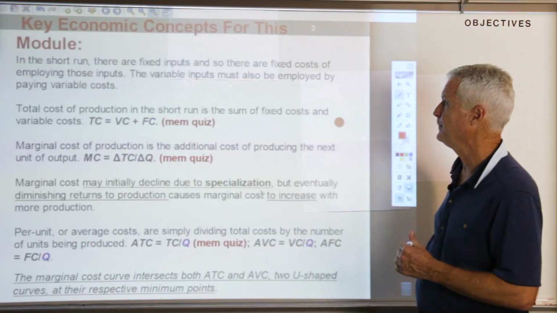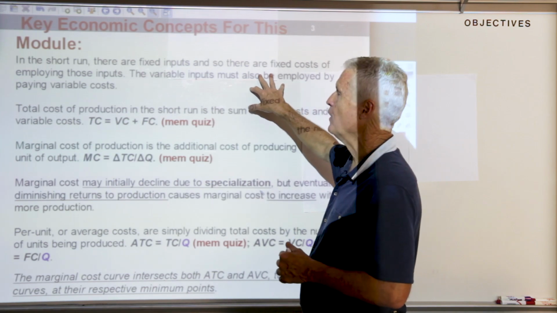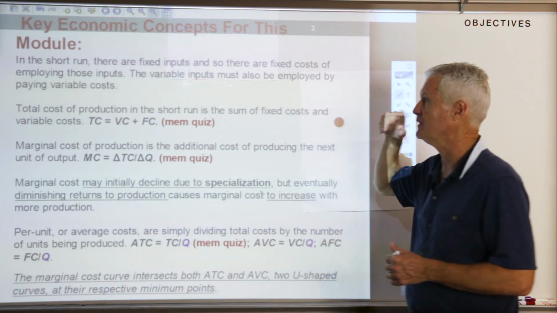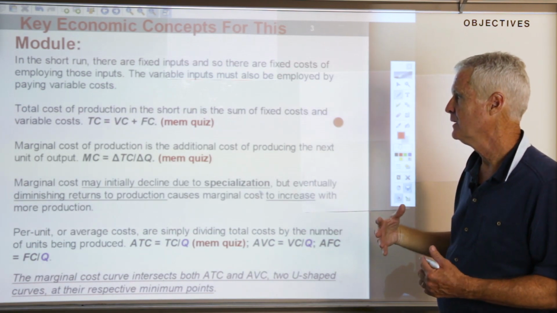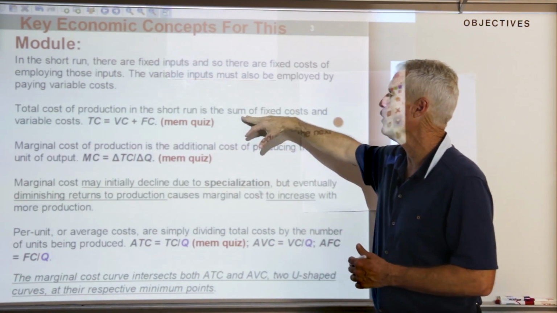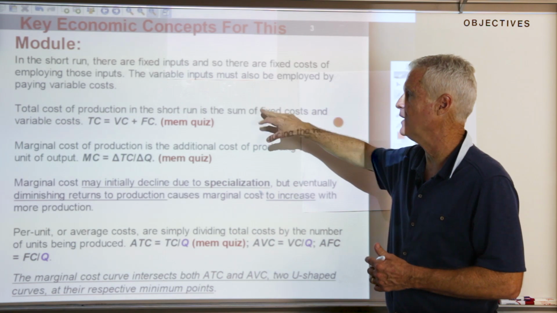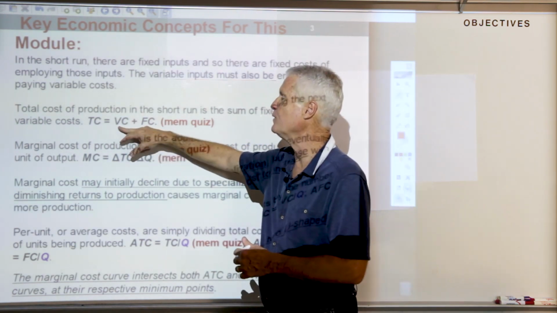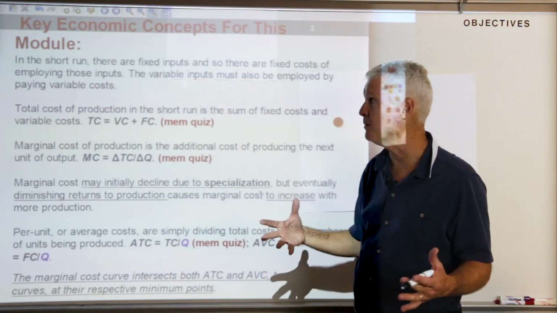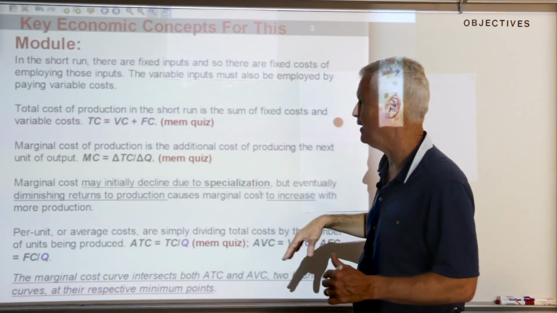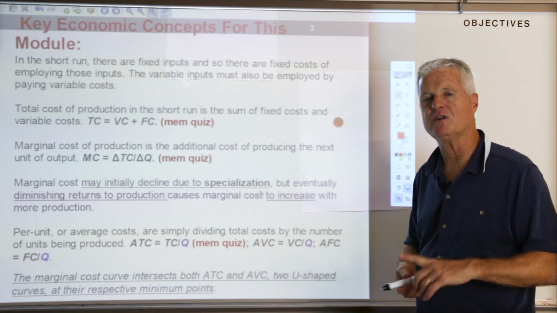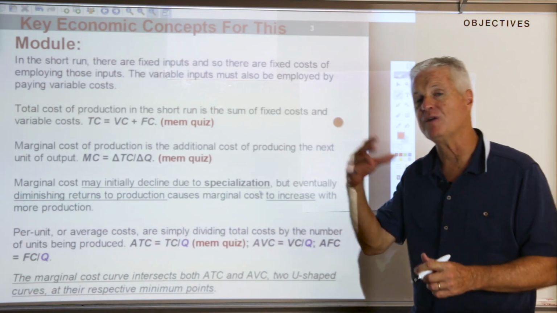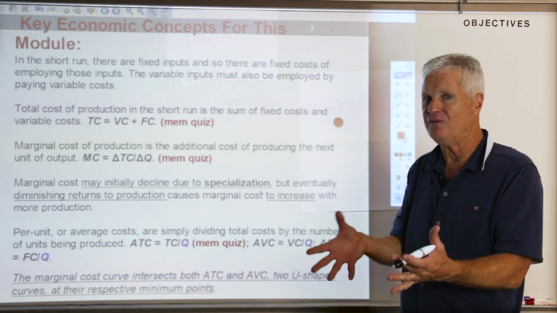And we're back. Okay. In the short run, there are fixed inputs, okay? Over a short period of time, we always have fixed inputs. So total cost of production in the short run: total cost equals variable cost plus fixed cost. That's part of the memory quiz, right? You have that down. The marginal cost of production is the additional cost of producing one unit. In other words, if I already have a pizza oven, that's a fixed cost.